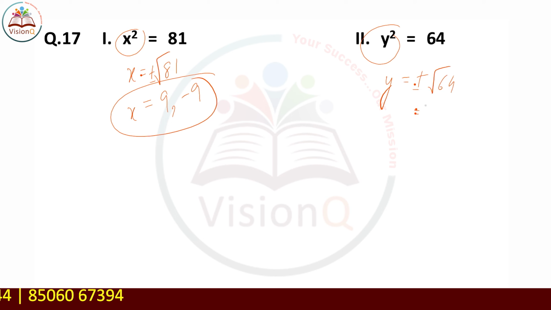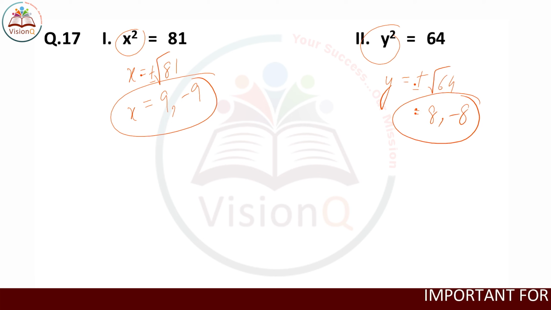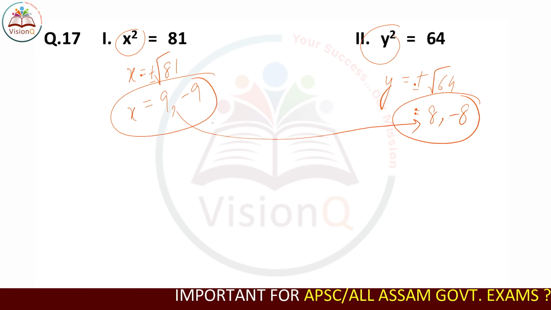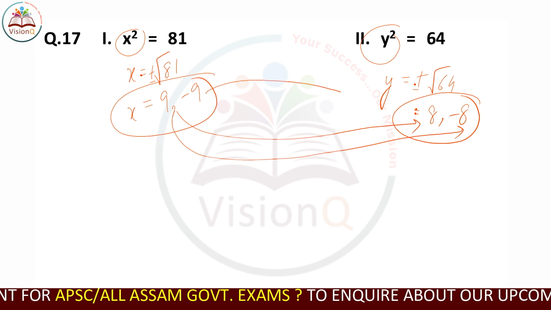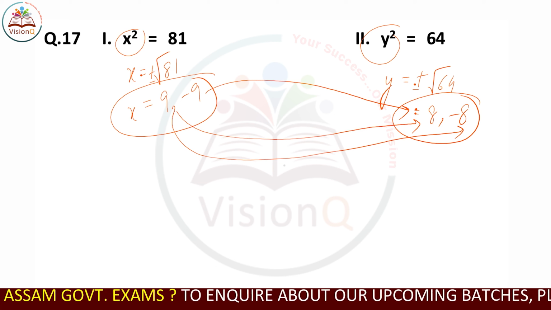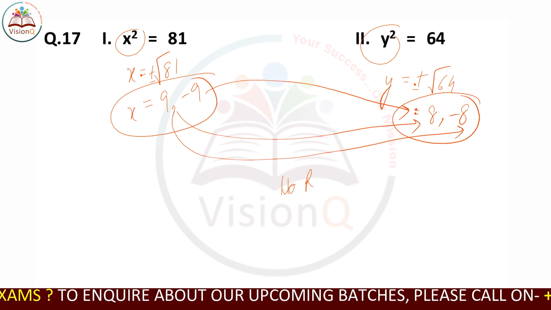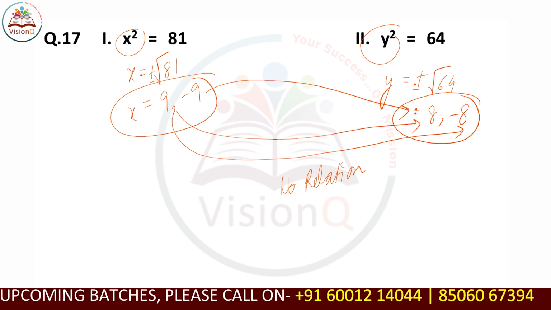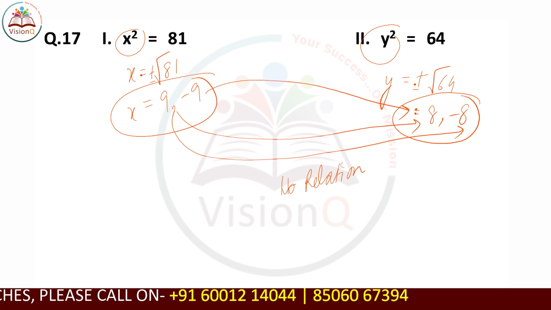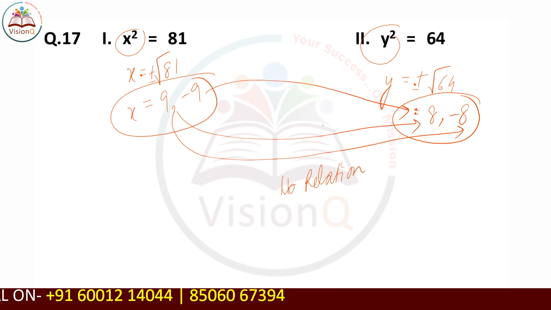So y will again have two values, one is plus 8 and the other is minus 8. Now if I try to compare x with y, 9 is greater than 8, but 9 is also greater than minus 8. But minus 9 is less than 8. So there is no relationship between x and y because the sign changes from greater than to less than. And whenever the sign changes from greater than to less than, or from less than to greater than, the answer is always no relation. The answer is option number E, no relation.